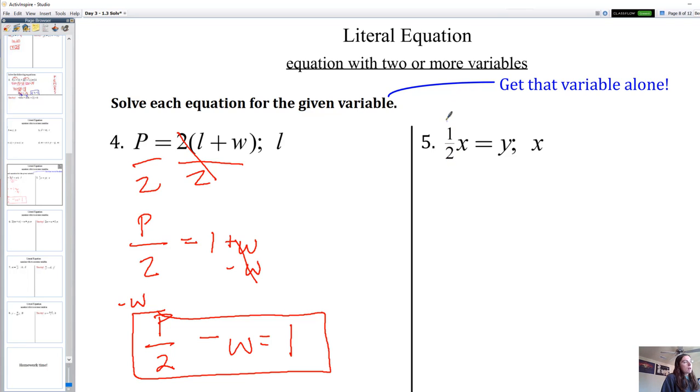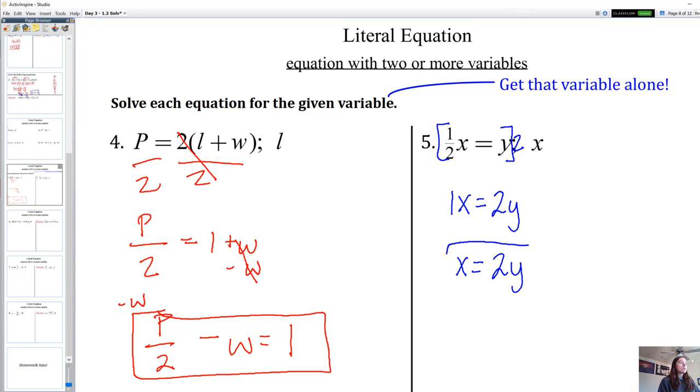So to do that, I'm going to multiply both sides of the equation by 2. That way we don't have a denominator on the left. So then we have 1x equal to 2 times y, which is still just 2y. And then, since 1 times a number is just that number, on the left side I'm just going to leave it as x equal to 2y. And now we have x by itself. There's nothing else we need to do. So we have solved our literal equation.